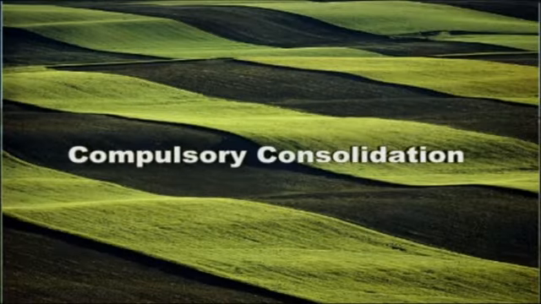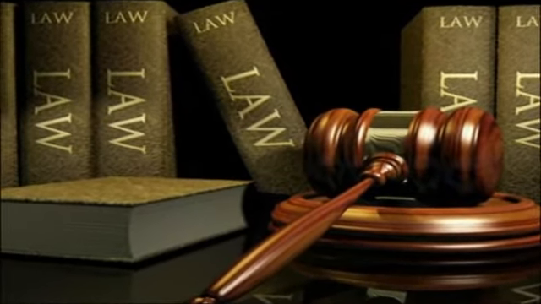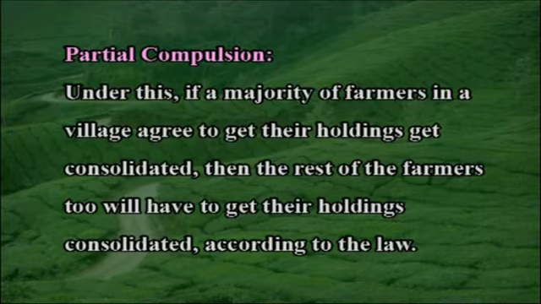Compulsory consolidation. When consolidation is made compulsory by law, it is called compulsory consolidation. It may be of two types, that is partial compulsion and complete compulsion. Partial compulsion. Under this, if a majority of farmers in a village agree to get their holdings consolidated, then the rest of the farmers too will have to get their holdings consolidated according to the law.